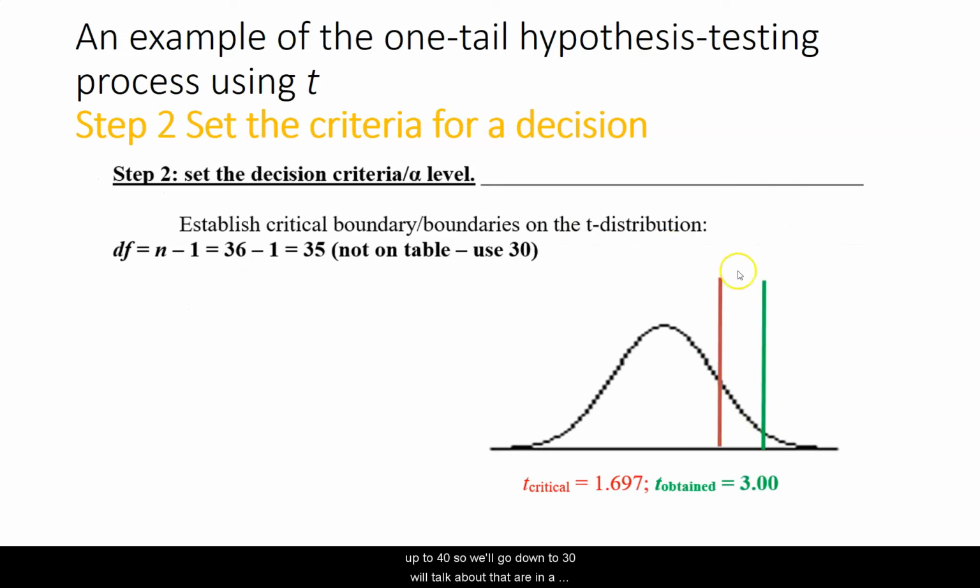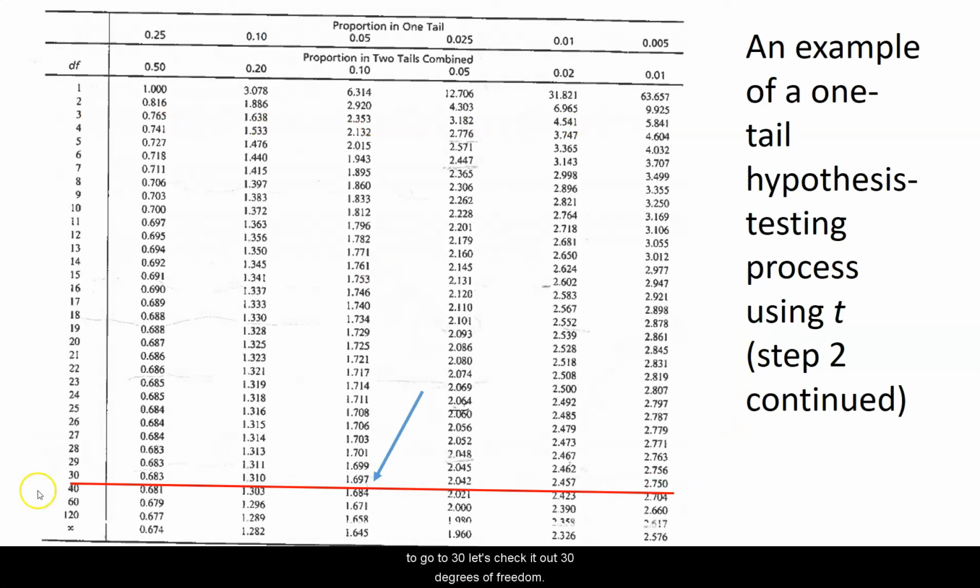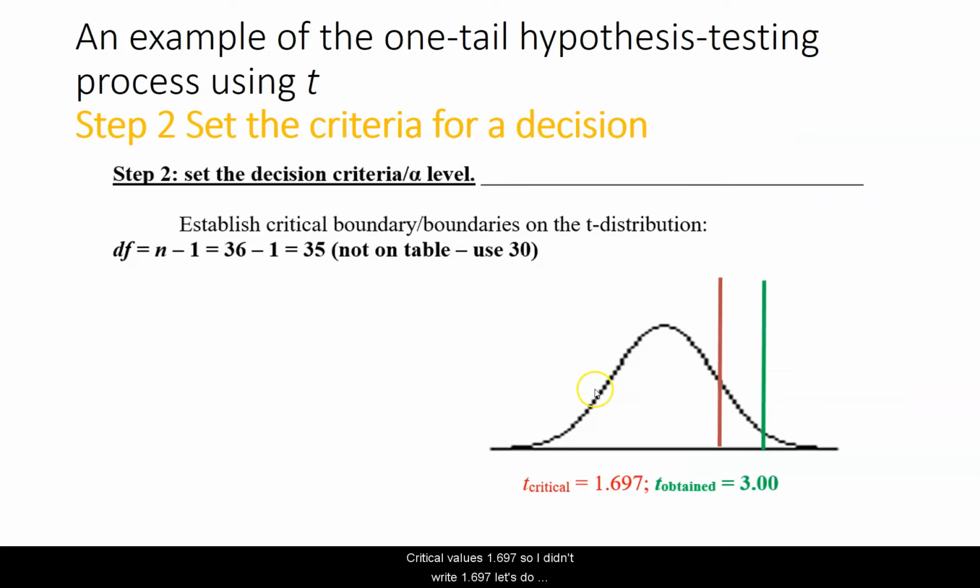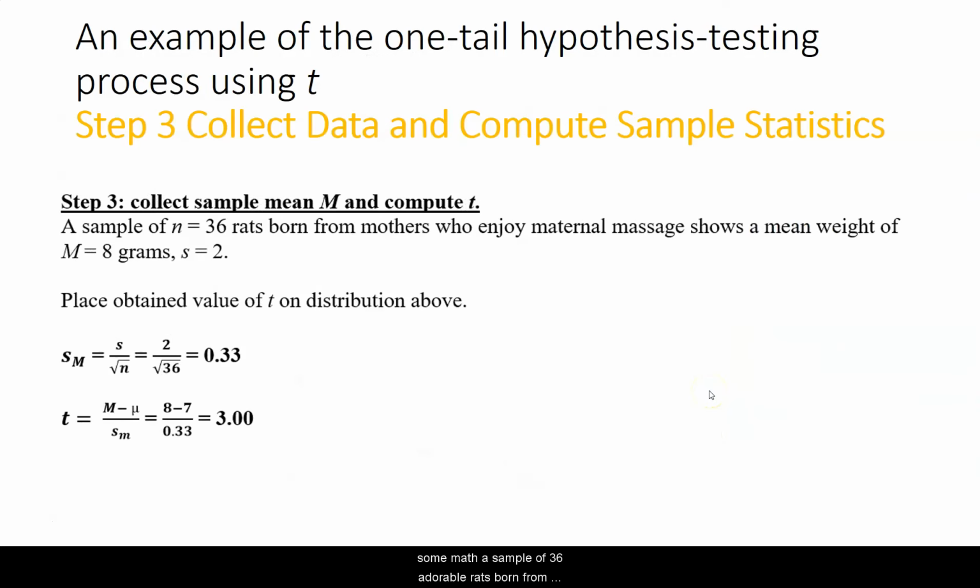So here's that critical region on the right side, and let's confirm it's 1.697. Now, here's my degrees of freedom. N minus 1, 36 minus 1 is 35, but that's not in the table. How annoying. So we'll have to go to 30. Let's check it out. 30 degrees of freedom, one tail, alpha of .05. The critical value is 1.697. So I did it right.